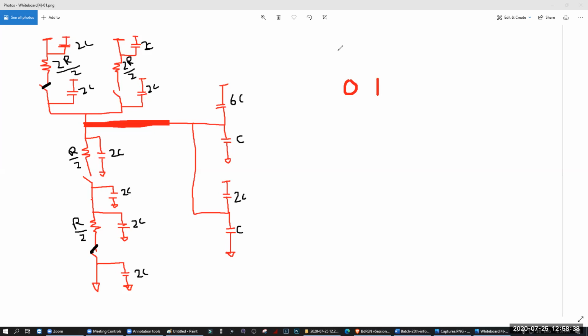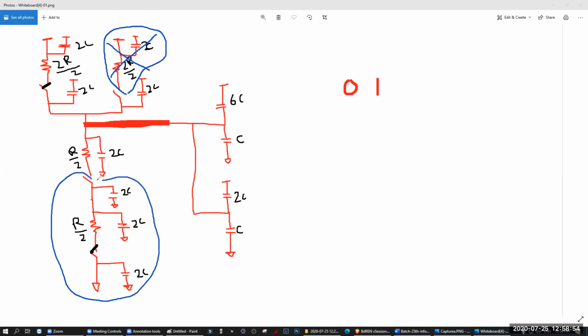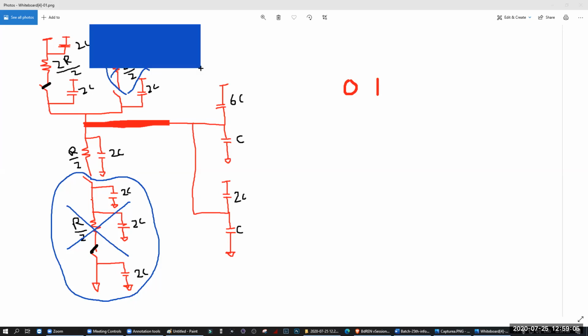This part, okay, let's use a different color. Let's use this color. This part is what? Disconnected, right? Yes. So these will be gone. Again, this part is disconnected. Right? So this is gone. So what are you left with? You are left with something like this.